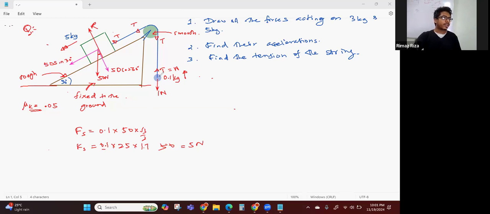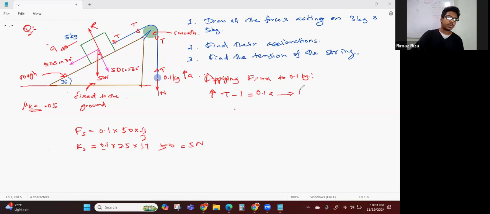So first I consider this 0.1 kilogram, applying F equals ma, or Newton's second law, to the 0.1 kilogram mass. In the upward direction, T minus weight, which is 1 Newton: T minus 1 equals mass 0.1 into a. So this is equation number 1.